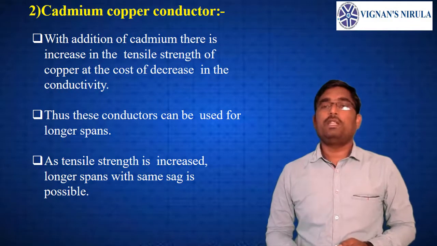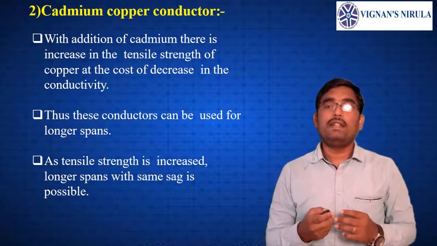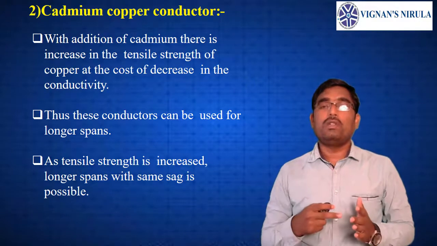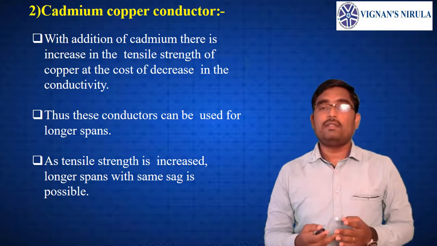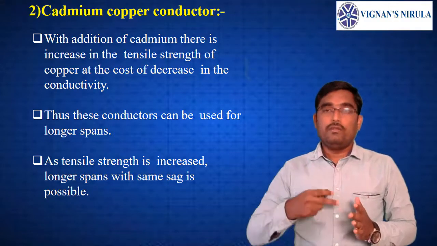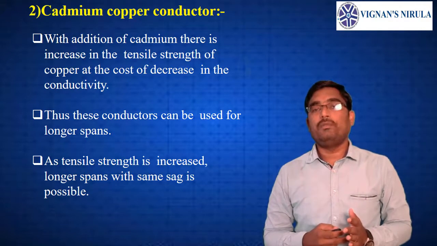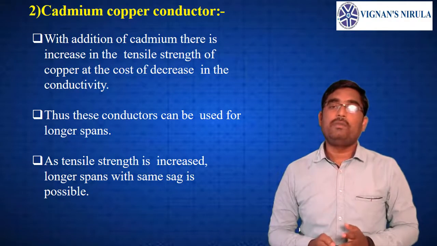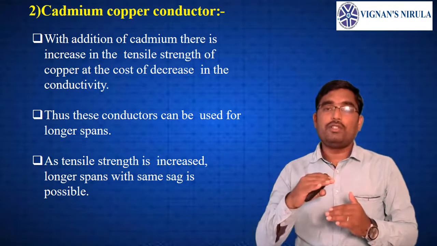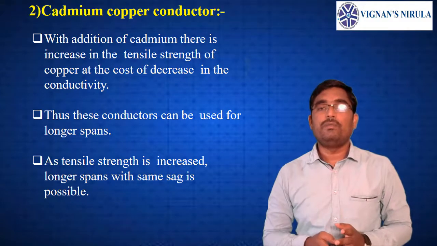Next, the second one is cadmium copper conductor. With the addition of cadmium, there is an increase in the tensile strength of copper at the cost of decreasing conductivity. If you want to increase the tensile strength more and more, we need to add cadmium along with the copper. Then it becomes cadmium copper conductor, which increases the tensile strength but reduces the conductivity to some extent.